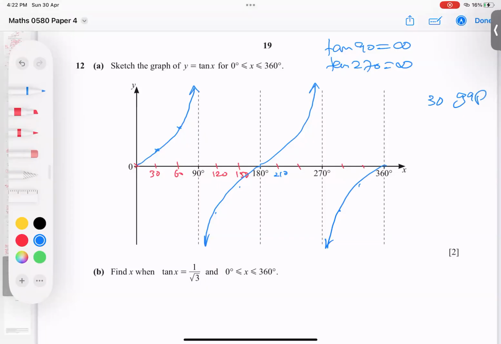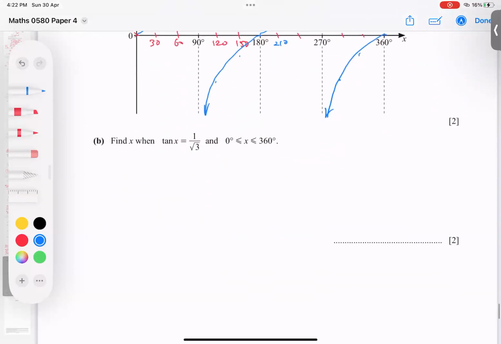Even if you take a smaller gap, like a 15-degree gap, it is also a good choice. A smaller gap gives a more accurate answer, but it's a waste of time. I hope you got the idea of how to do this question, students.